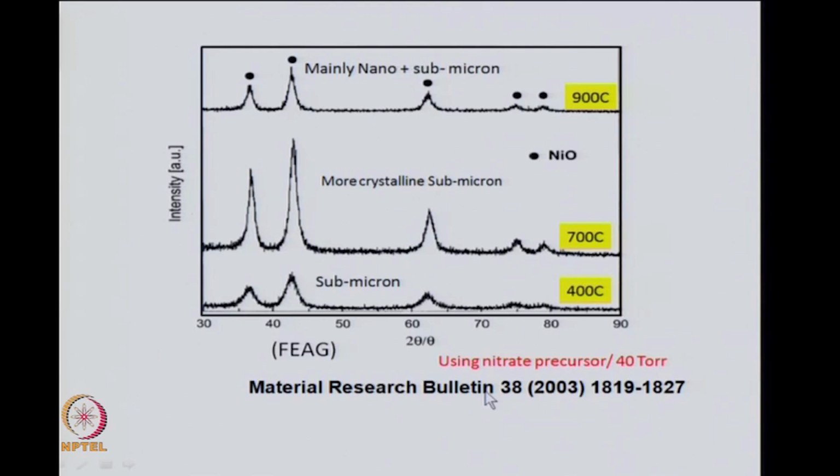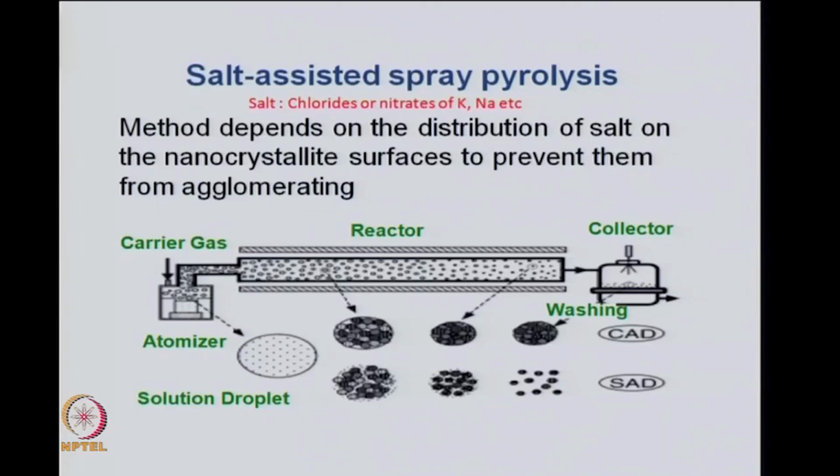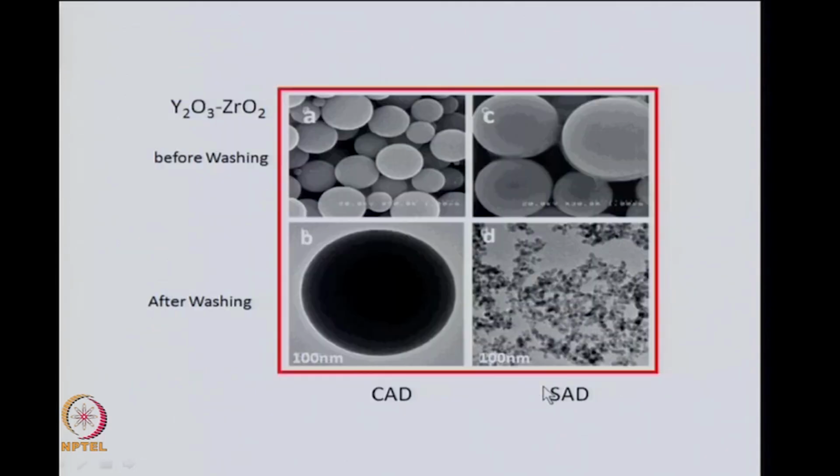published in one example in Materials Research Bulletin on deposition of nickel oxide, where you can get nanoparticles using the spray pyrolysis method. And this is the salt assisted spray pyrolysis, where the salt is preventing the agglomeration of the particles around it, and when you wash away the salt, after you collect and wash, you get small particles where there is no salt and they are nanoparticles. So, this is the conventional method, you get these particles agglomerated. This is the salt assisted method, you get the nanoparticles, and this is a clearer picture.